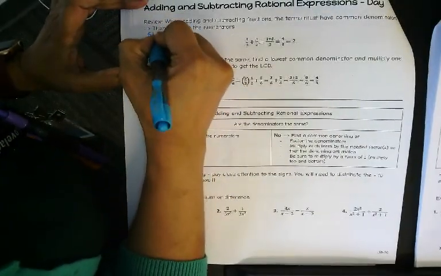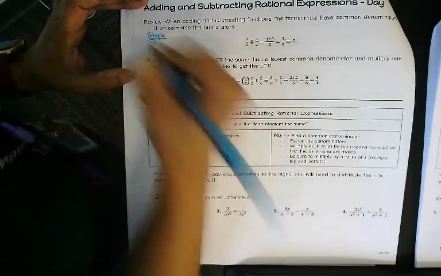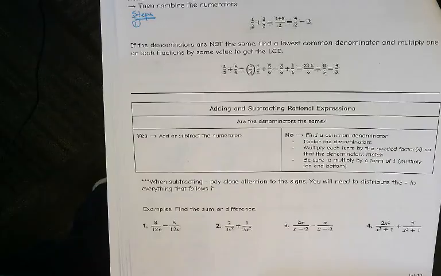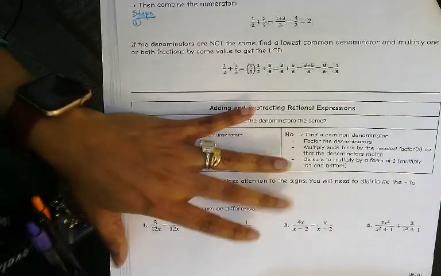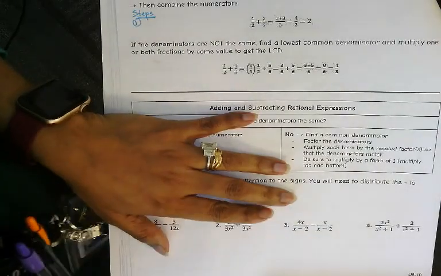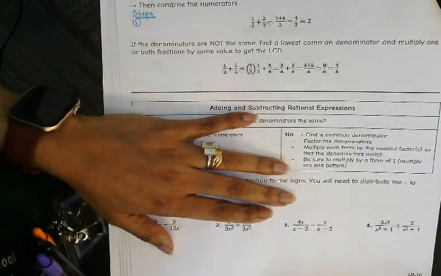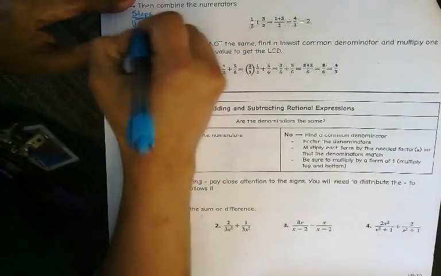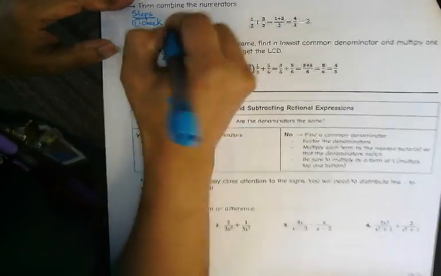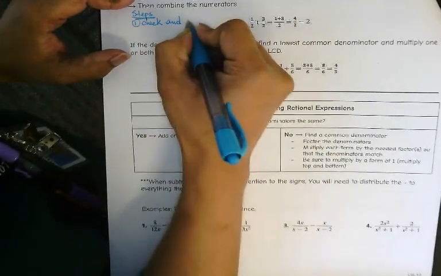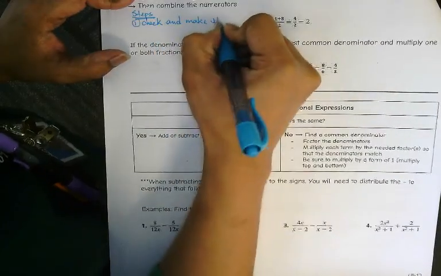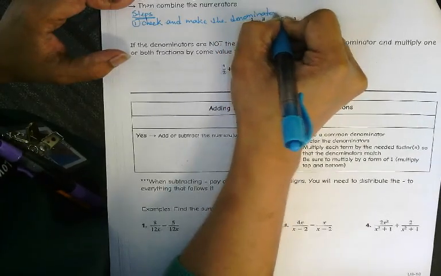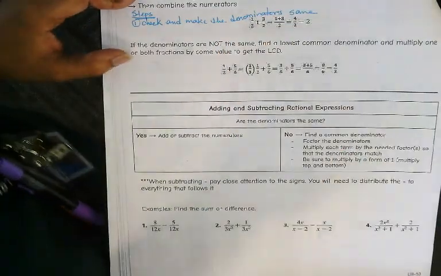So whenever we are talking about the steps, number one, you have to check if the denominators are same. Today's class is the first day we are working on it. Every time your denominator will be the same, but tomorrow we are going to see different denominators. So we are going to combine them and simplify them. So check and make the denominator same.